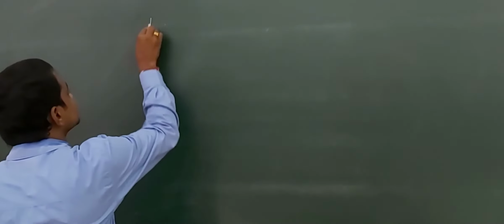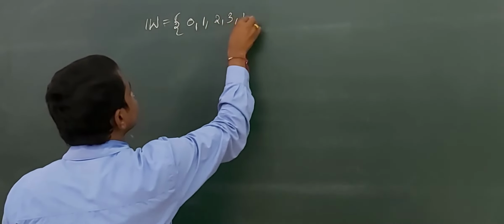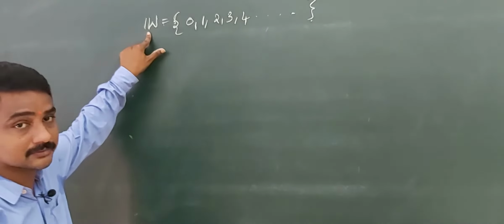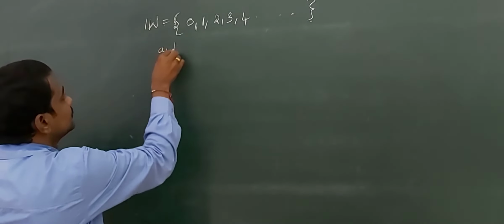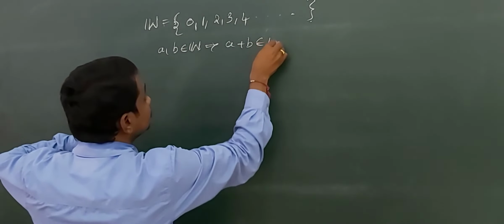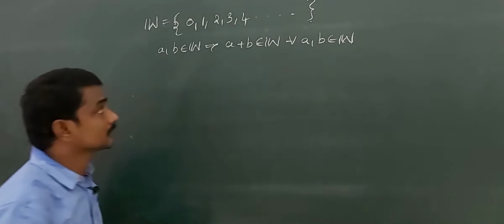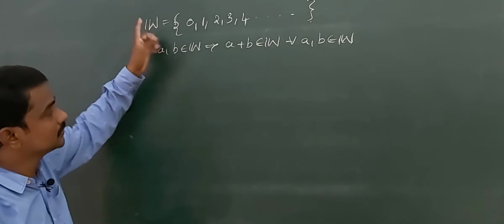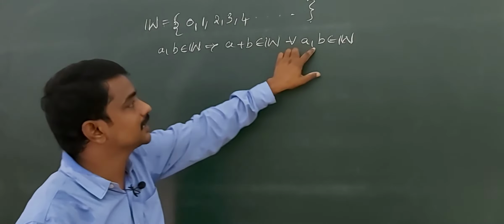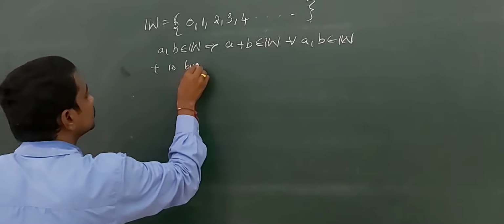Whole numbers W is equal to 0, 1, 2, 3, 4, and so on. Again, addition is a binary operation on W. That means for any a, b belonging to W, a plus b belongs to W for all a, b belonging to W. Take elements 1, 2 belonging to W: 1 plus 2 belongs to W. For any two elements of W, the sum belongs to W, so addition is a binary operation on W.